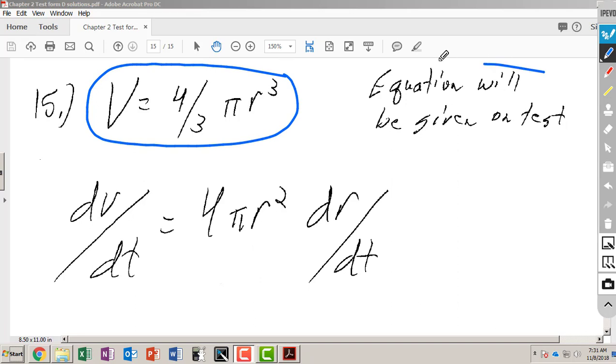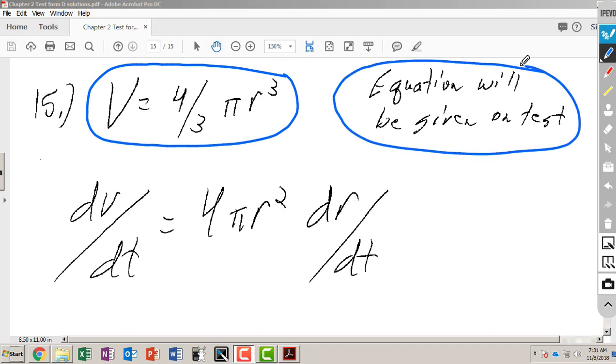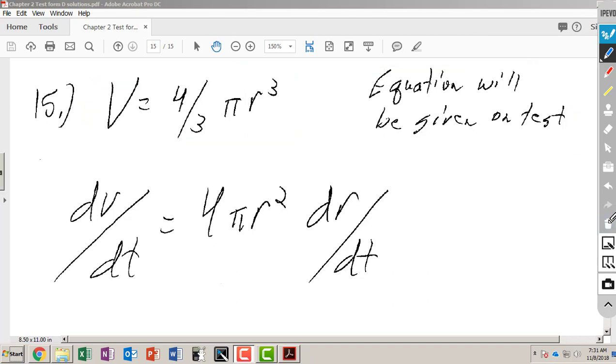And as on number 14, one thing to note, your equation will be given on your test. You don't have to worry about memorizing all the equations. You should start to remember some of them, though. Some of them are used quite a bit. So basically, this is a related rates problem.